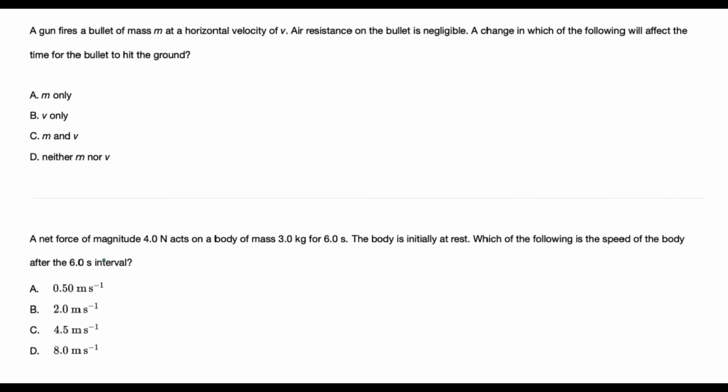A gun fires a bullet of mass m at a horizontal speed v. The air resistance on the bullet is negligible. A change in which of the following will affect the time for the bullet to hit the ground? So one important concept: mass does not affect motion at all. In fact, mass never affects the motion of an object if air resistance is negligible.